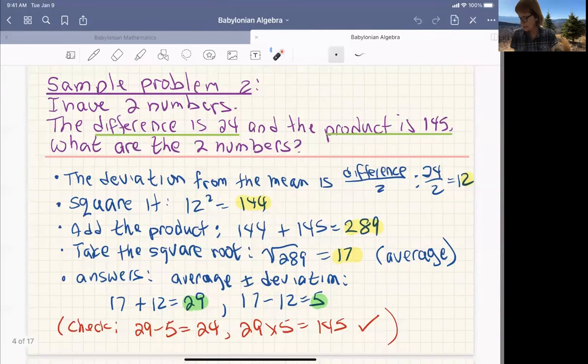And then you check. The difference needs to be 24, so 29 minus 5 is 24. When you multiply them together, it should be 145, it is. So it looks like I solved this problem correctly.